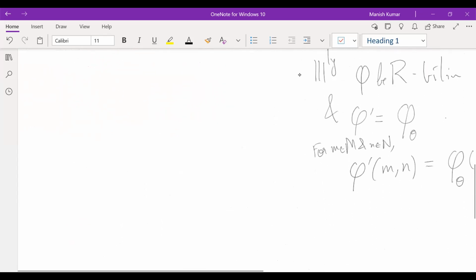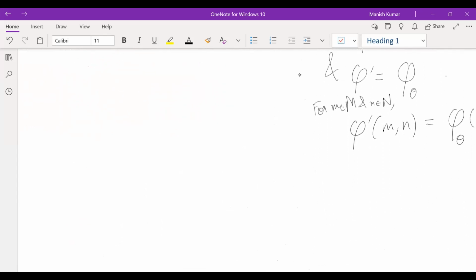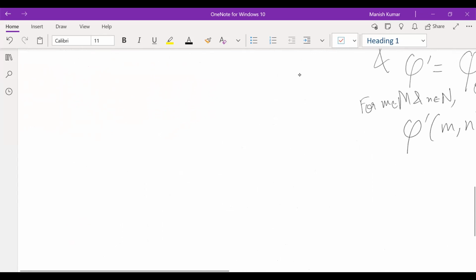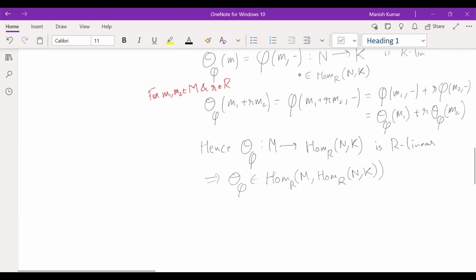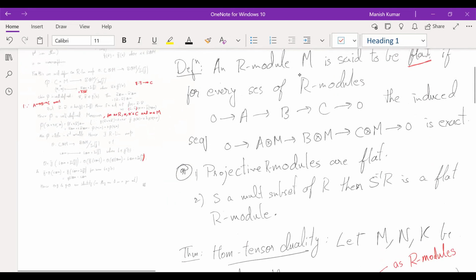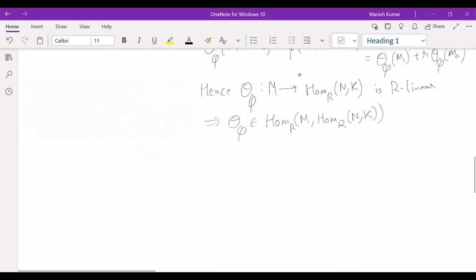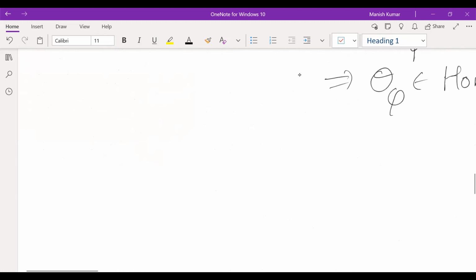So the main objective of introducing the tensor product was to relate it to the product of varieties. So let's just try to build some ground for that. Maybe we can start here.